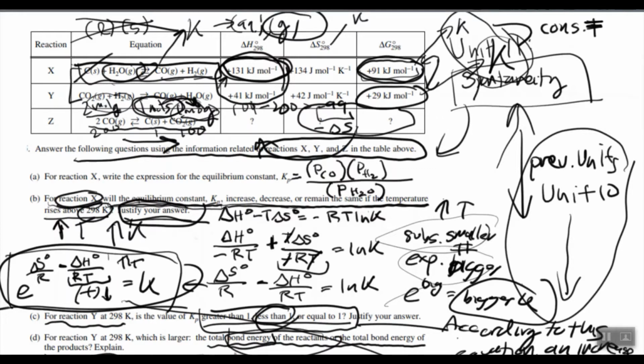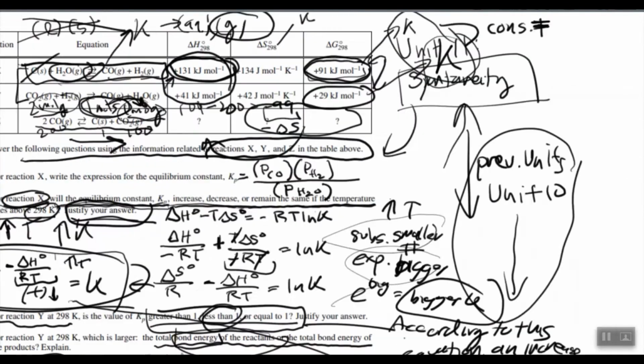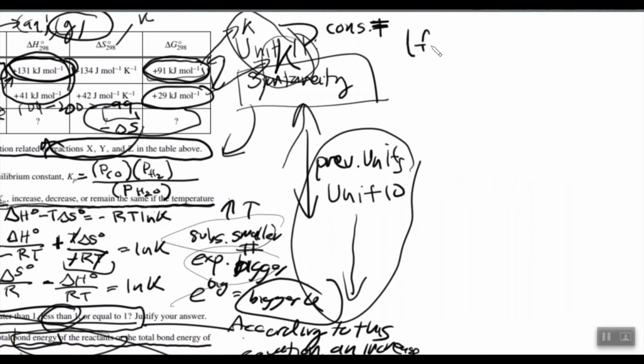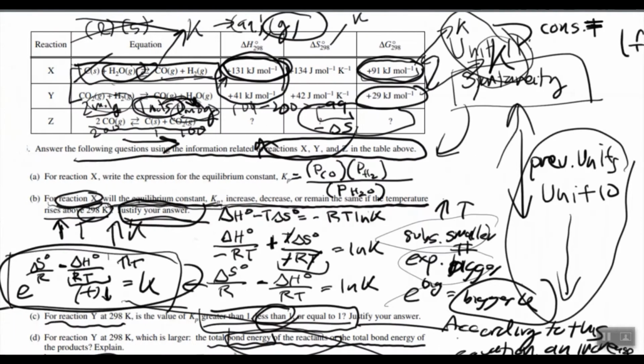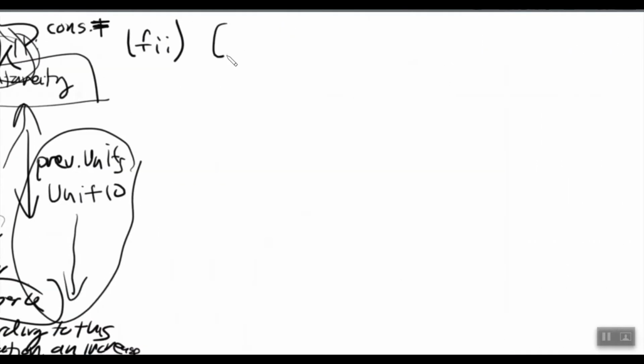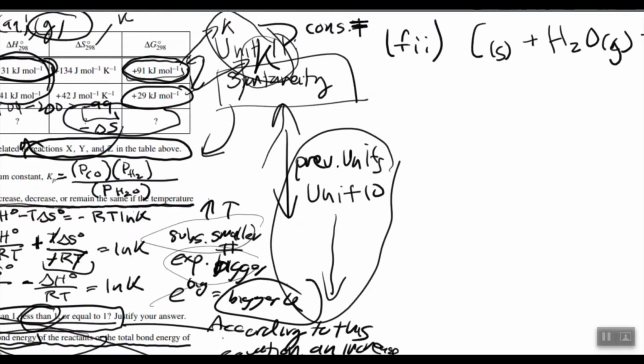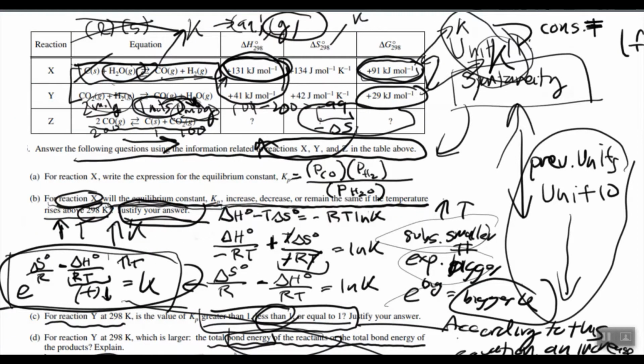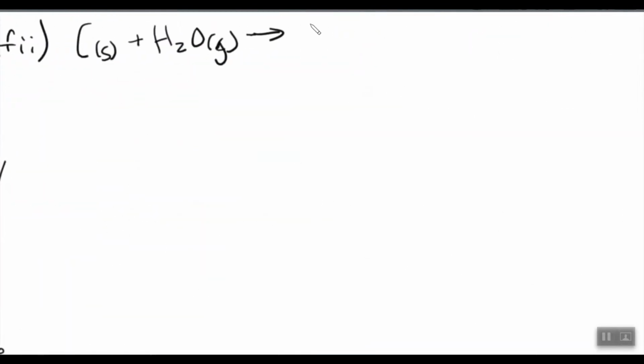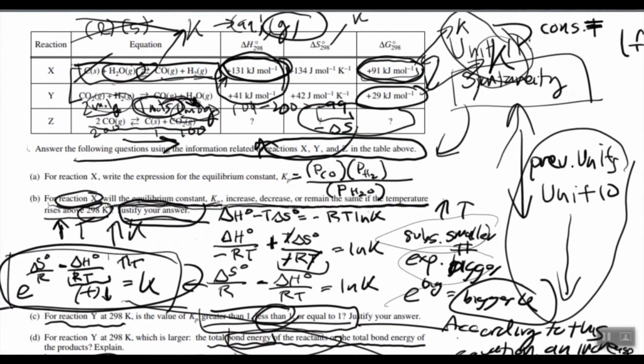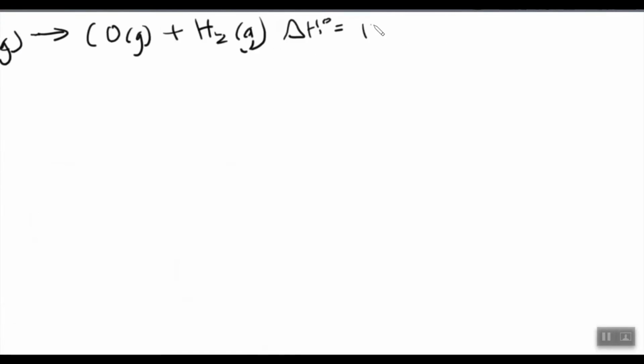So let's actually copy the reactions to the right side. The first reaction is carbon solid plus H2O gas becomes, I'm not going to write the double arrow, kind of confusing, CO and H2. So let's write that. CO plus H2. And the delta H naught is, let's see, 131 kilojoules per mole of reaction.